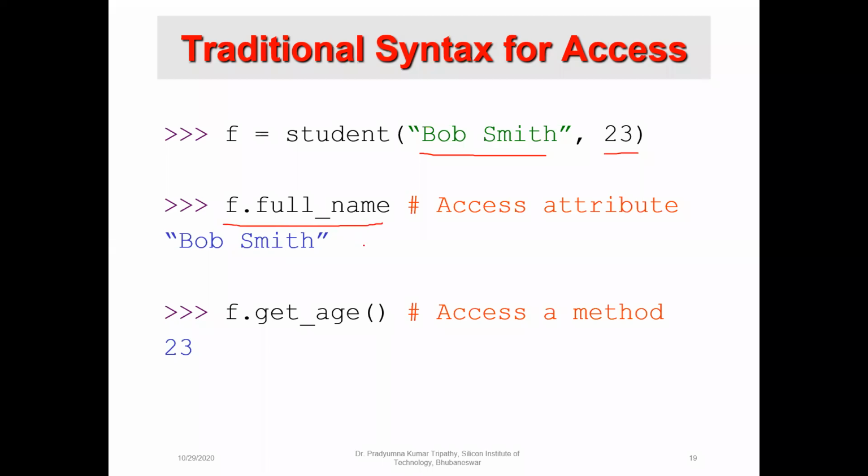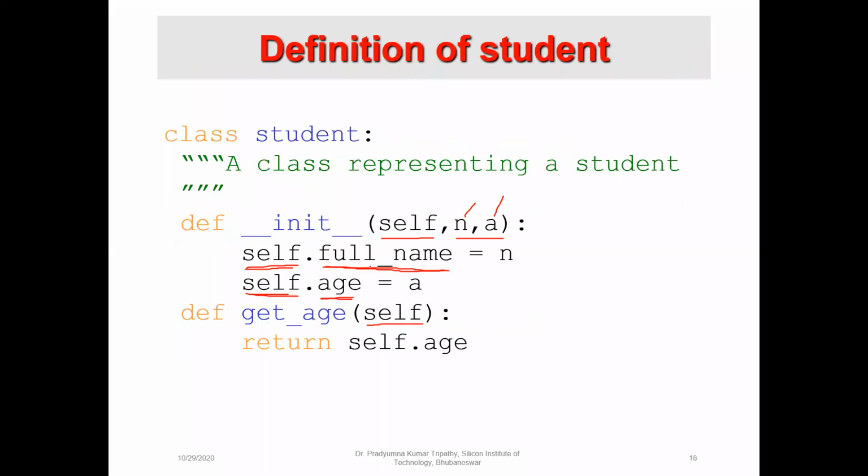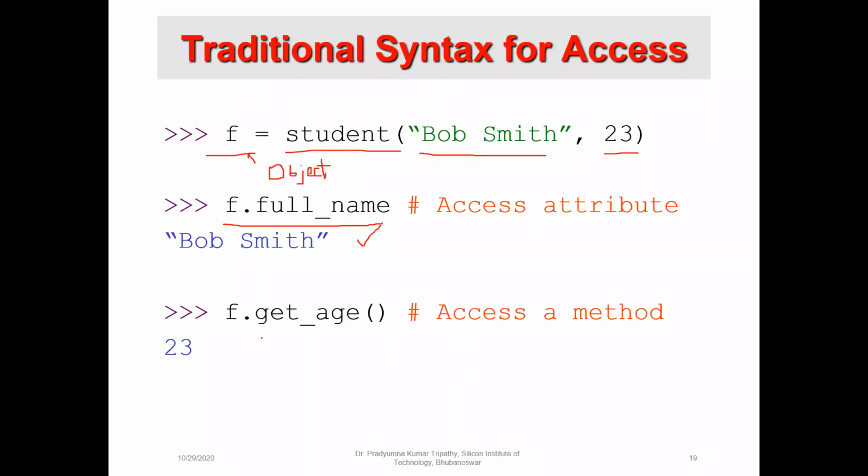See over here, this is interesting. If I write f dot full name, it will print the name. What is f? F is the object. Student is the class name. Correct? So if I write f dot full name, what is full name? Full name is an attribute. So that attribute we can access.